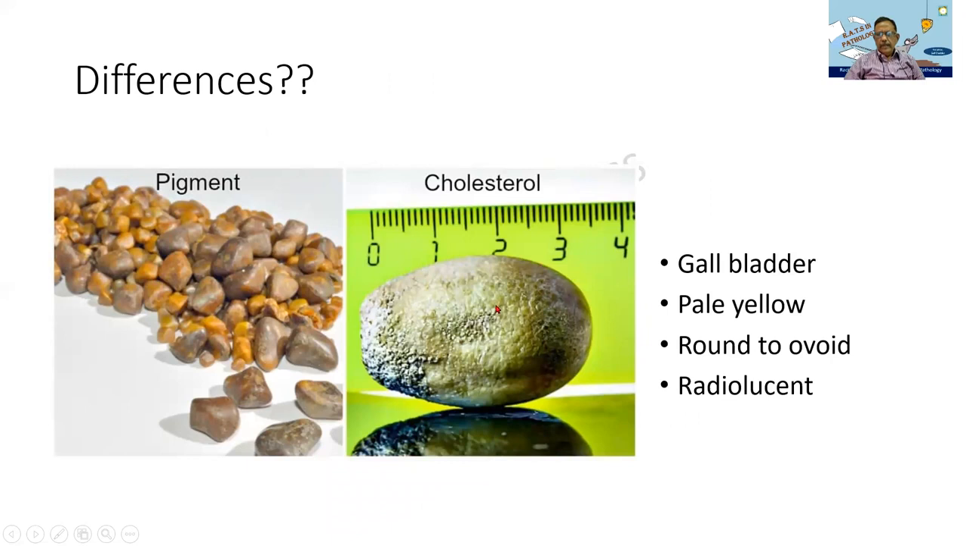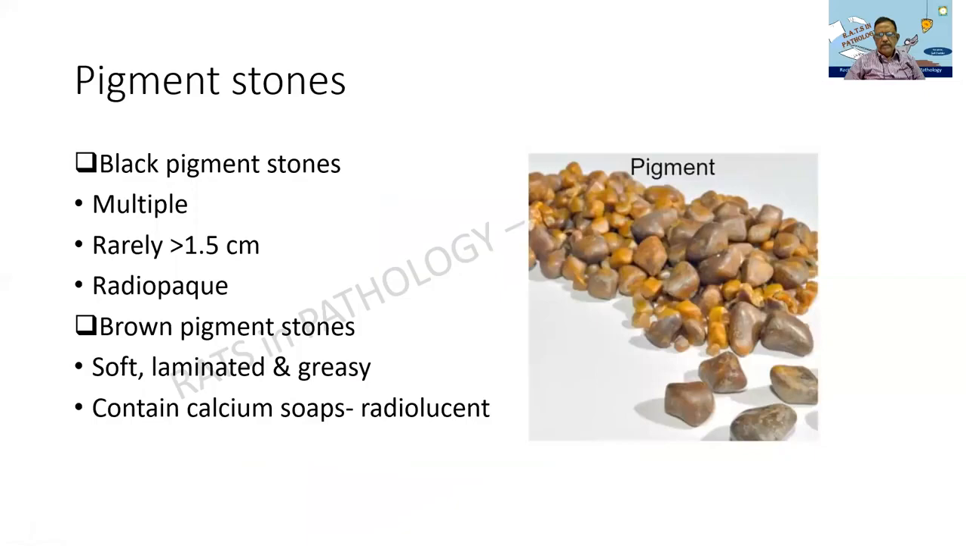And in this picture we had seen, the cholesterol stone is usually solitary or few in number, whereas the pigment stones are multiple. They are darker. They have a faceted appearance. The cholesterol stone is pale yellow, round or ovoid, and radiolucent. That is the difference between the stones. How do I remember all this?